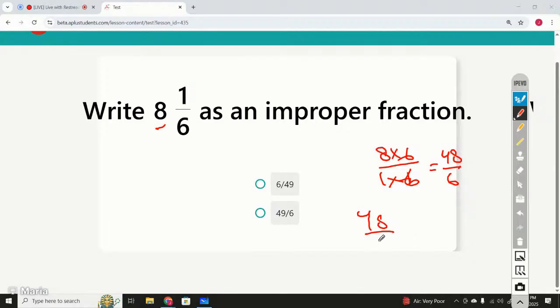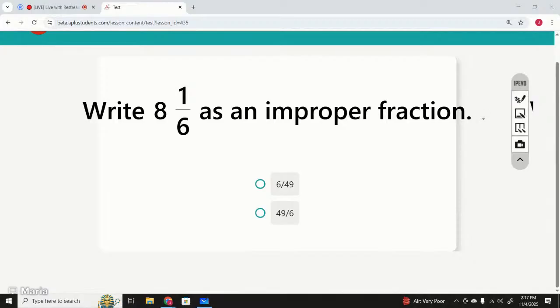Now we already have a fractional part, so 48 by 6 plus 1 by 6 equals 49 over 6. Option number 2 is the correct option. That is 49 by 6.